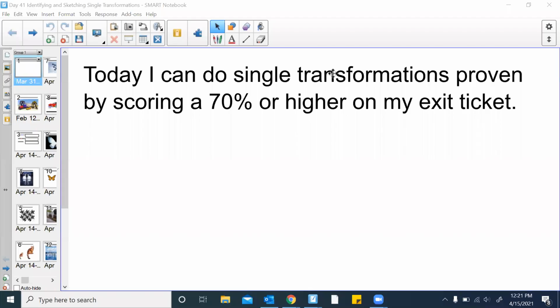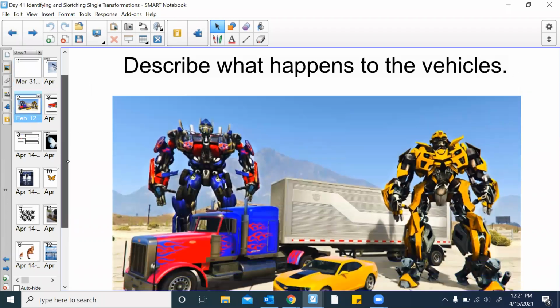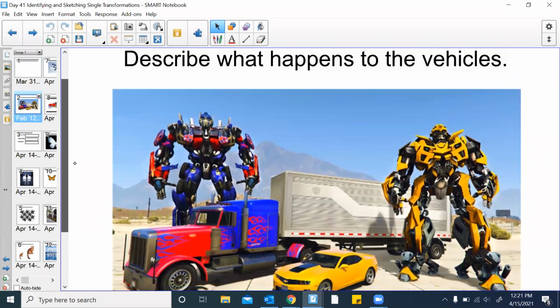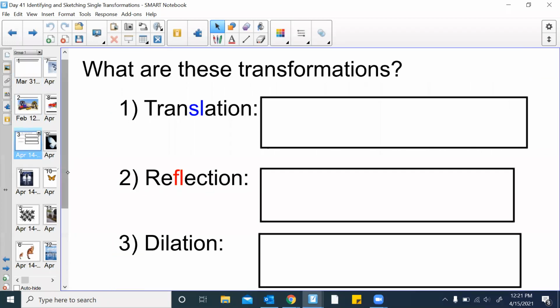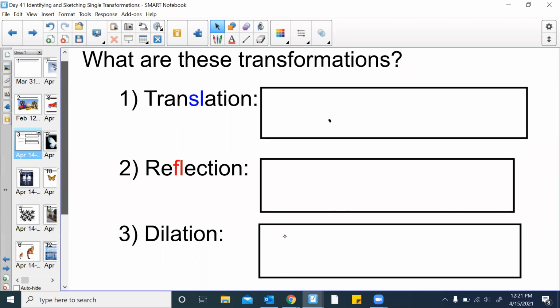Okay, so today we're going to be able to do single transformations. I believe this is day 2. These are just transformations, transformers, transforming. So we talk about some definitions, translations.